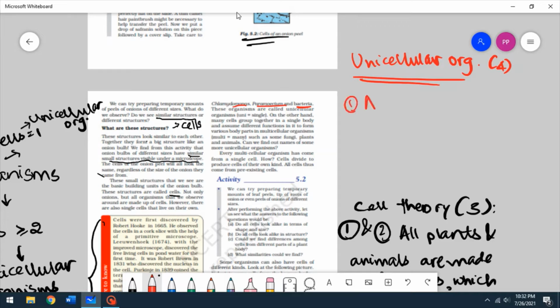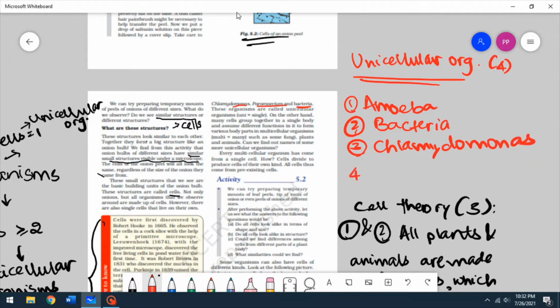So the first one I remember is amoeba, and the second one I remember is bacteria. The third one is chlamydomonas, and then the fourth one would be paramecium. Alright, so if you observe the first letters of all 4 of these, let me switch colors, it's A, B, C, P. Like A, B, C, D, but the D is not D, it's P. So that's how I remember it.